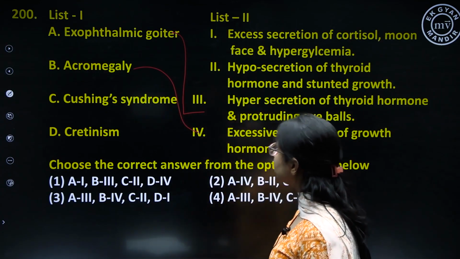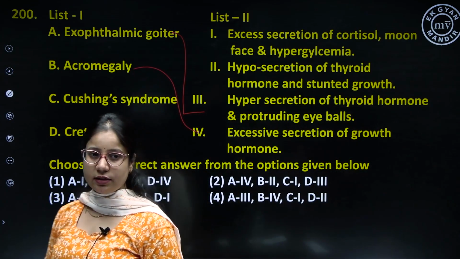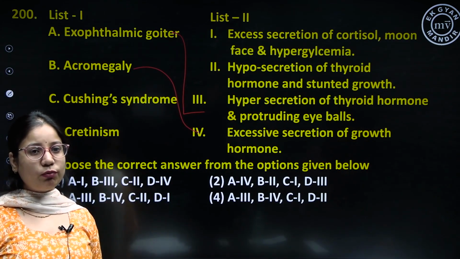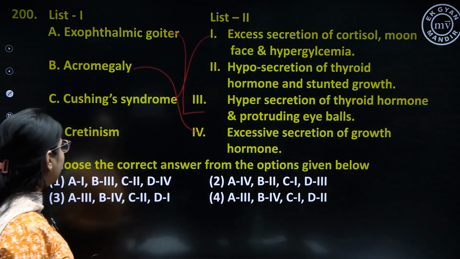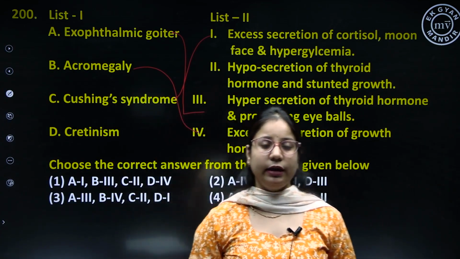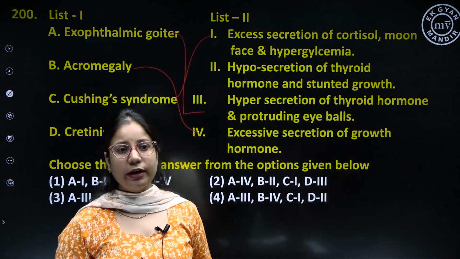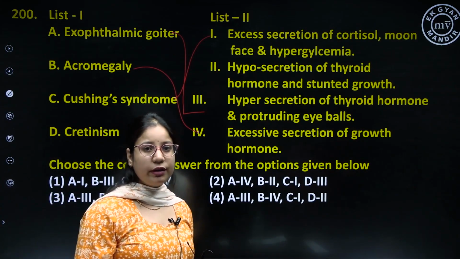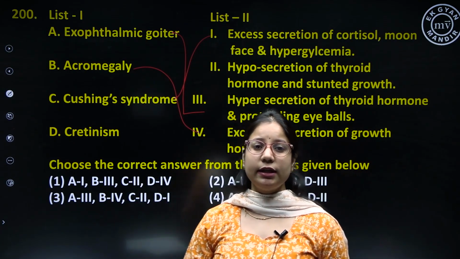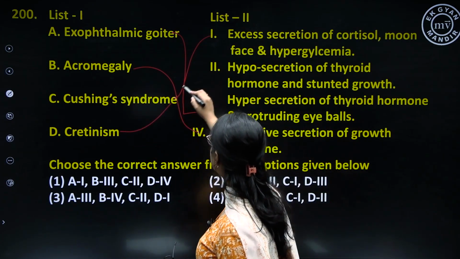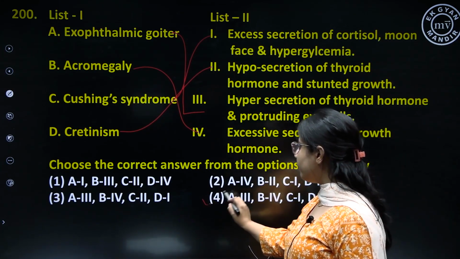Cushing syndrome, it is caused due to the excessive secretion of cortisol. Cortisol is basically a type of glucocorticoid, and इसके excessive secretion से Cushing syndrome होता है. Moon-like face और hyperglycemia भी देखने को मिलता है. So इसका correct match is 1. Then you have cretinism. Whenever during pregnancy, if a mother suffers from deficiency of thyroid hormone, and in infants also if there is a deficiency of thyroid hormone, then that results into children with stunted growth. They are mentally retarded, their gonads are not properly developed. Such type of a disease is called cretinism. So the correct match for this is 2. So the correct option for 200 is option number 4.